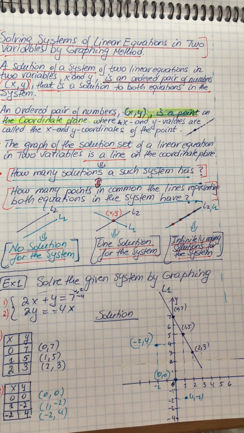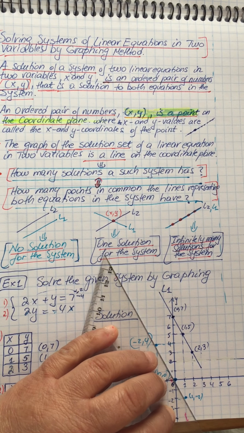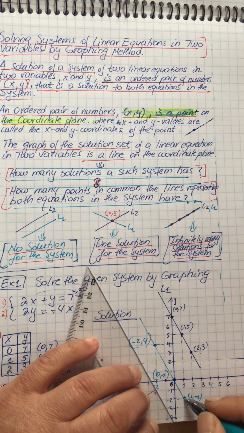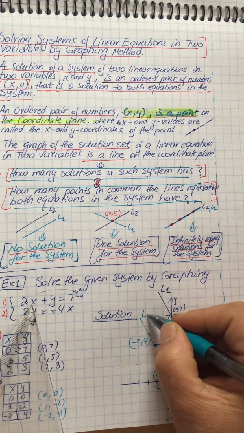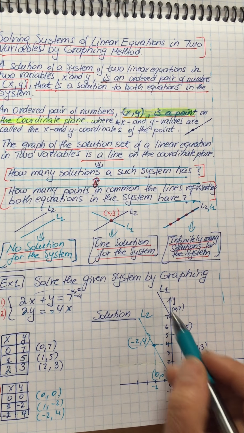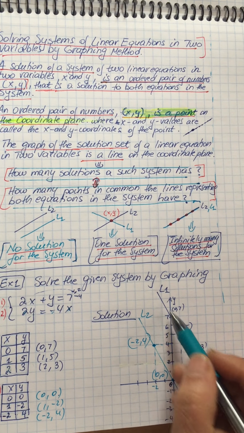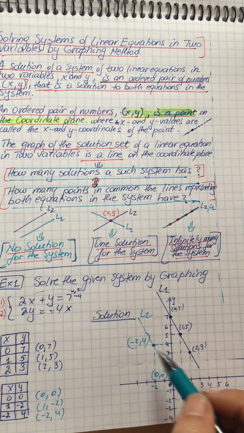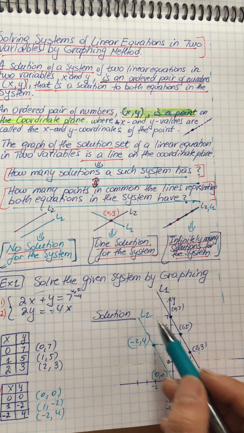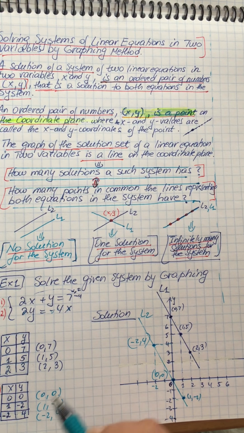I have 3 points, enough to draw the line that represents the second equation. Let's call this L2. And now we see from the graph that the lines are parallel, so they will never intersect each other, so they will have no common point, and therefore the equations that represent these lines will never have a common solution. So for the system we have no solution.